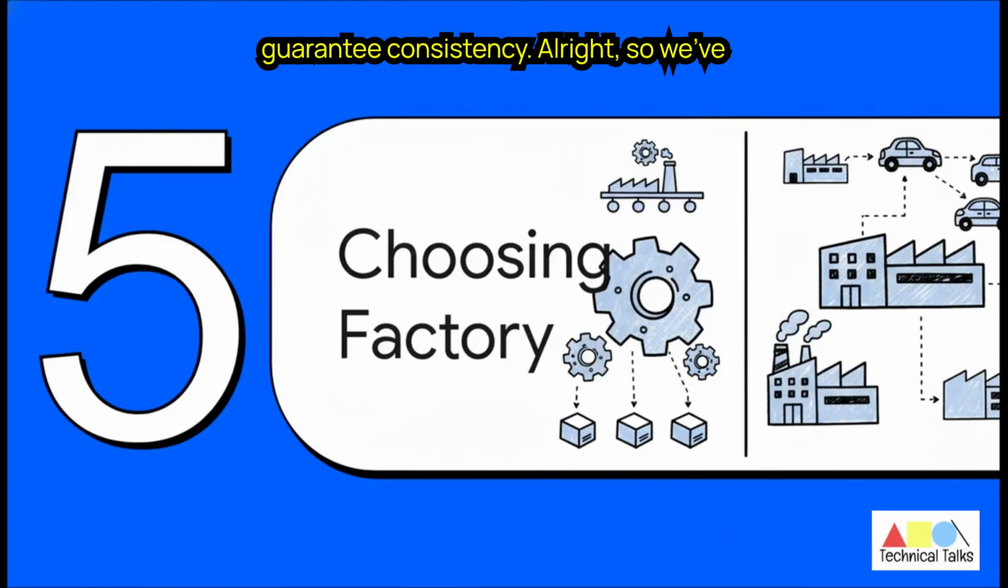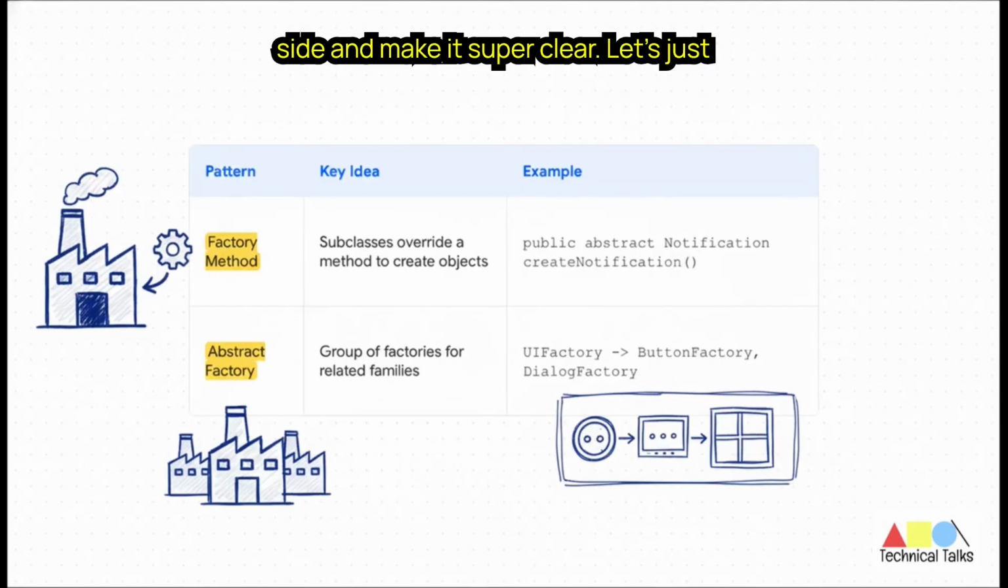All right, so we've got two really powerful patterns on the table. How in the world do you decide which one to use? Let's put them side by side and make it super clear. Let's just boil it right down. The factory method is all about one thing: subclasses overriding a single method to create an object. It's focused, it's singular. The abstract factory, on the other hand, is a much broader contract. It's an interface for a whole group of factory methods, like a create button method and a create dialog method, all living together under one roof.